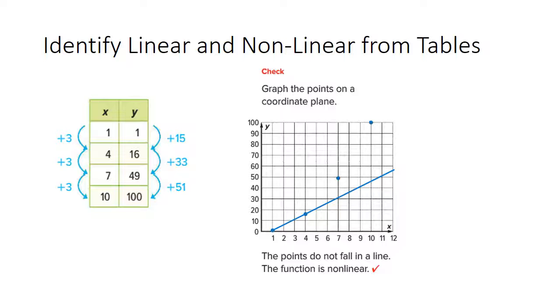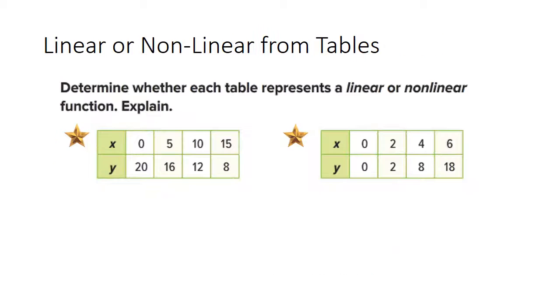Let's take a closer look at the last example of the nonlinear table. We said that linear functions have a constant rate of change and graph a straight line. We can check that this table is not linear by graphing the points on a coordinate plane. We can see that the 4 points would not connect to make a straight line. So using a graph is just one more way to determine if a function is linear or nonlinear.